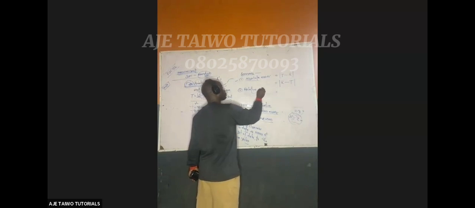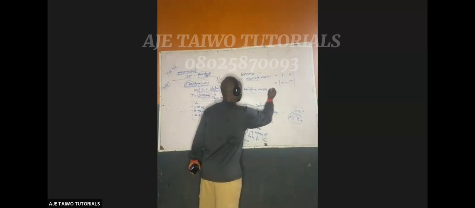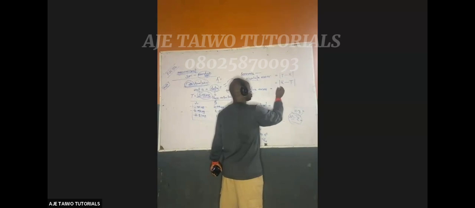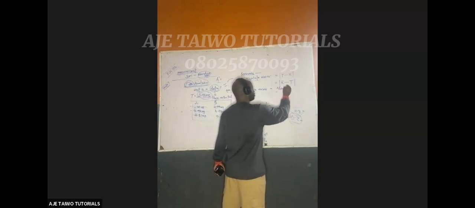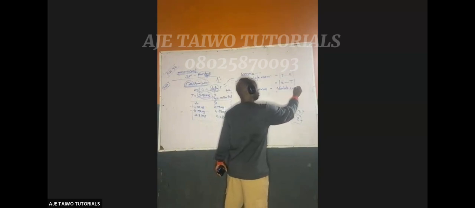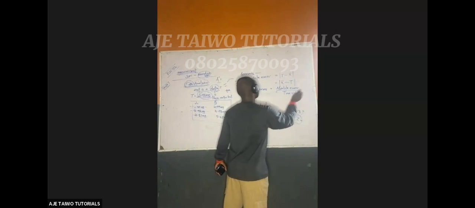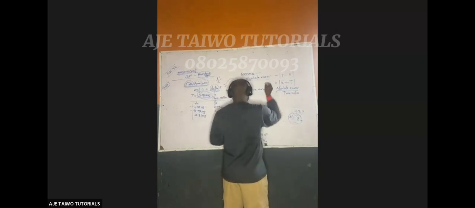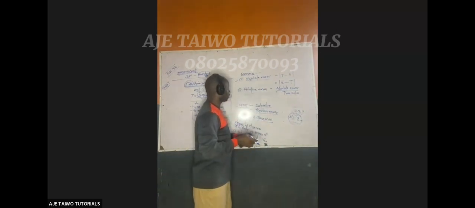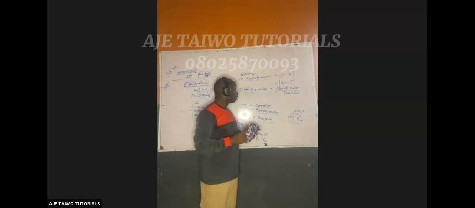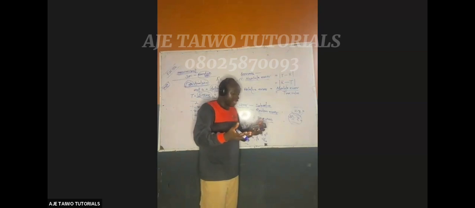Relative error. What is relative error? It's actually absolute error over true value. That means calculate the absolute error and divide by the true value. You will get what? You will get relative error. You must take note of that.